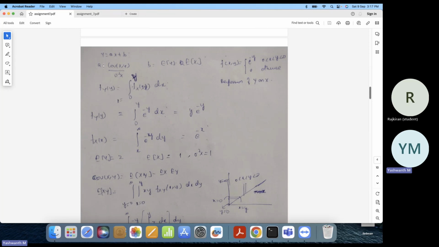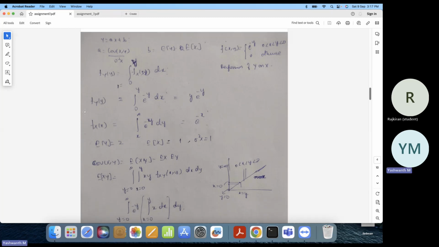So what are the things we need here? We need the joint density of xy because we need the covariance of xy. To get E of y, we need f of y, and to get E of x, we need f of x, right? That's pretty much it. So f_Y of y, just integrate out with respect to x, where x goes from 0 to y. That you get as y times e power minus y.